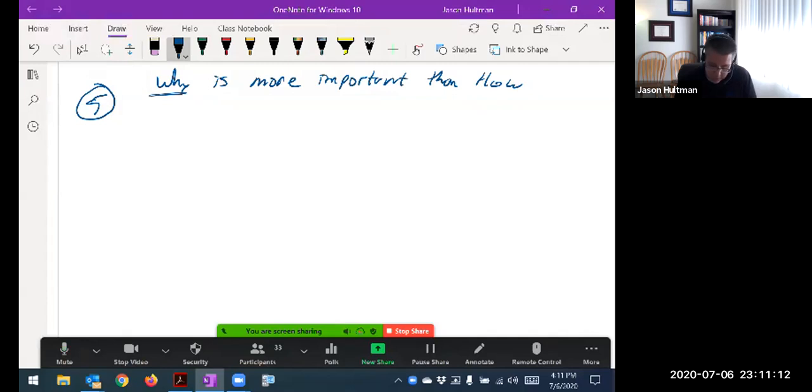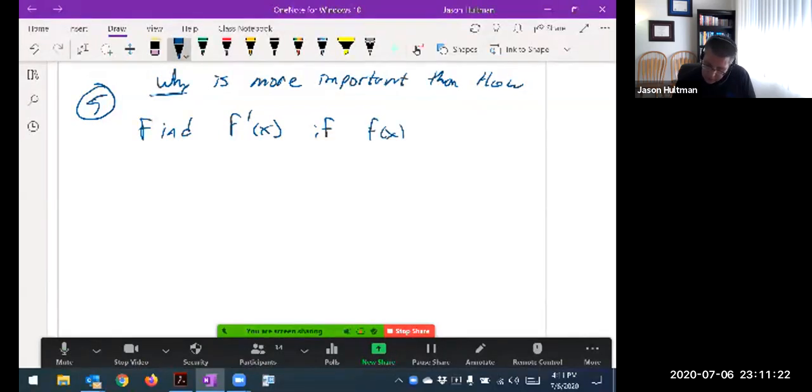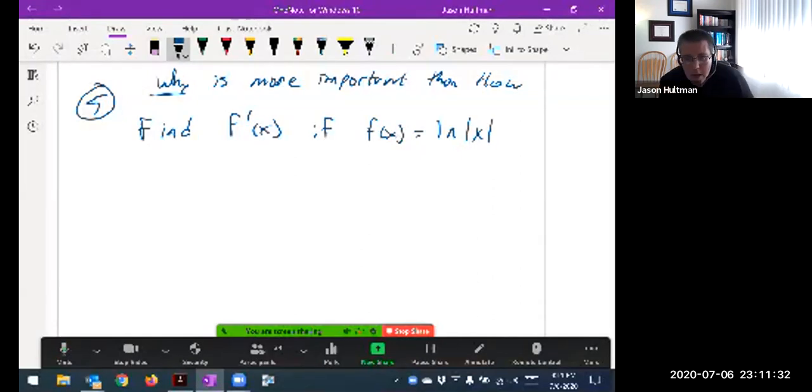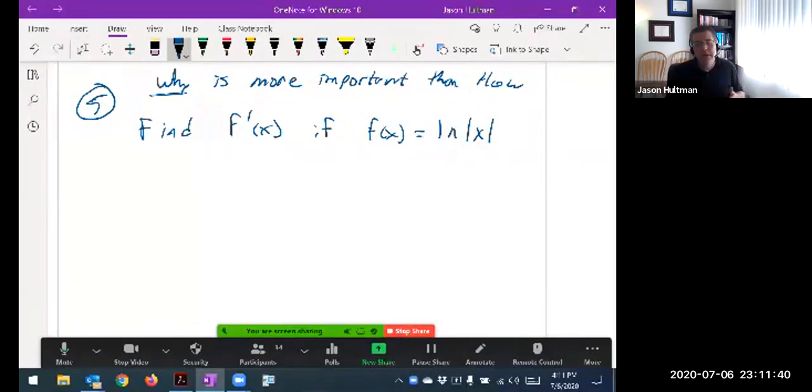What's the point? Number 5: find f prime of x if f of x is equal to the natural log of the absolute value of x. This problem goes to the essence of why. I'm going to talk about what the answer to this problem is and why it is so important in calculus. This is an extremely important problem in calculus. It's the reason that we have these absolute value bars here.